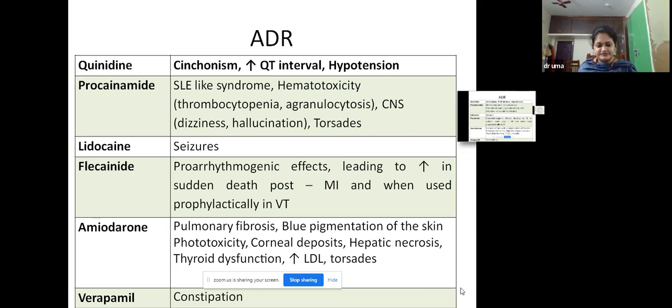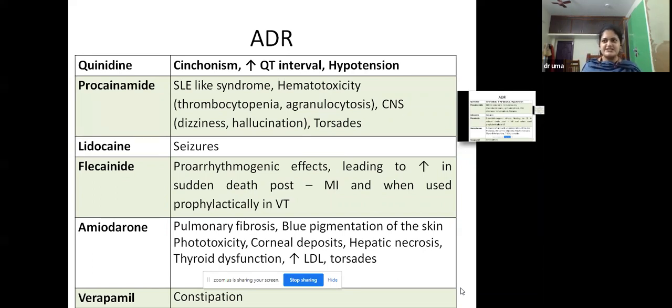Among these, amiodarone side effects are very much important. It causes pulmonary fibrosis, phototoxicity, blue pigmentation of the skin, corneal deposits, hepatic necrosis, thyroid dysfunction, and it increases the LDL levels. The mnemonic to remember is please check TFT, LFT, and PFT. Please is phototoxicity, check is corneal deposits. PFT, pulmonary function, produces pulmonary fibrosis. LFT, hepatic necrosis. TFT, it causes thyroid dysfunction. Also there is bluish pigmentation of the skin.